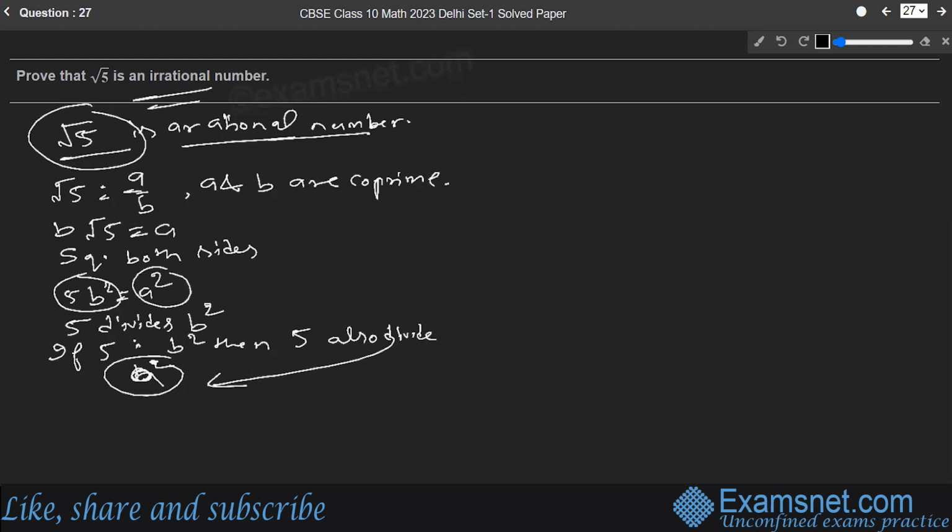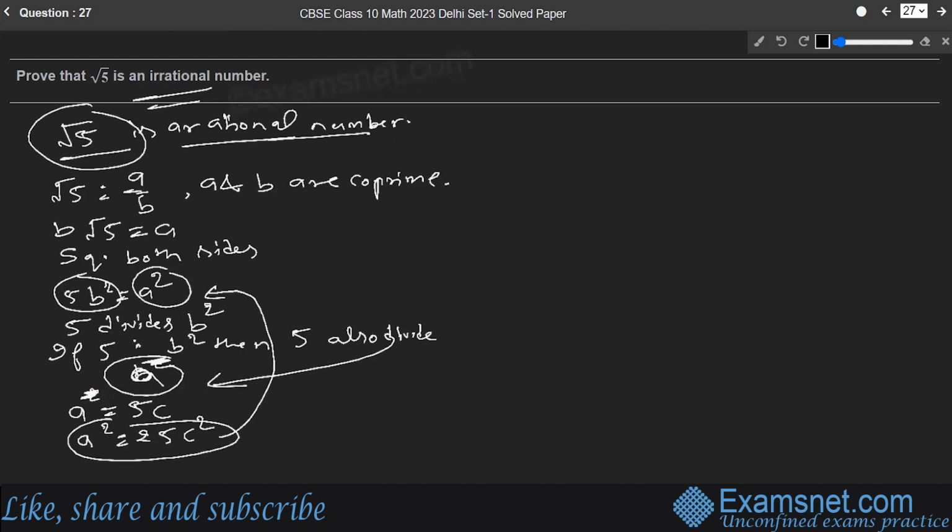So if a square is a multiple of 5, we can write a equal to 5c, where c is any natural number. Then a square is going to be 25c square. Now, in place of a square, we can write 25c square in our equation.